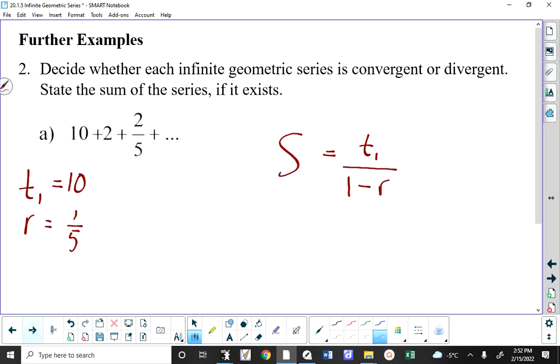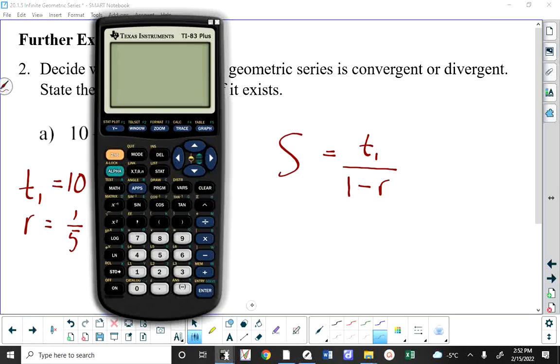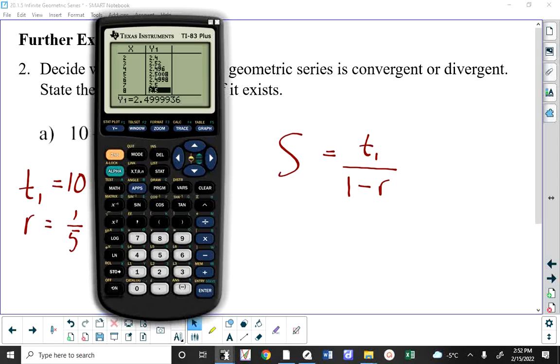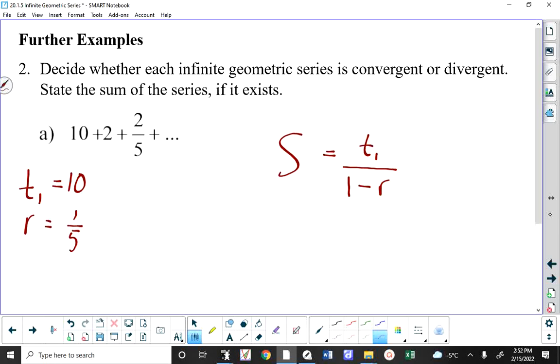So in case you haven't picked up on it, our days of doing this are over. That's not what you do anymore. So this is convergent, which means the sum will be equal to 10 over 1 minus 1/5. However you want to figure that out, do so for me, please.